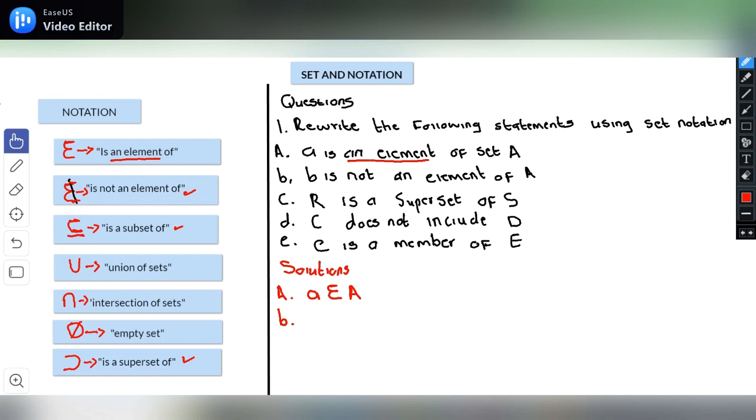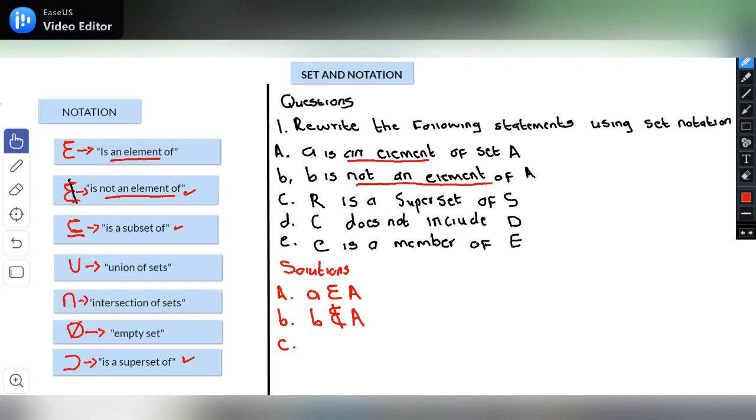The second one says the set B is not an element of set A, right? So you check not an element of. So here it is, not an element of. You see the second symbol. So meaning we're going to have B not an element of, therefore we cancel that ∈, of A. That's how we write it. Therefore we go to C now.